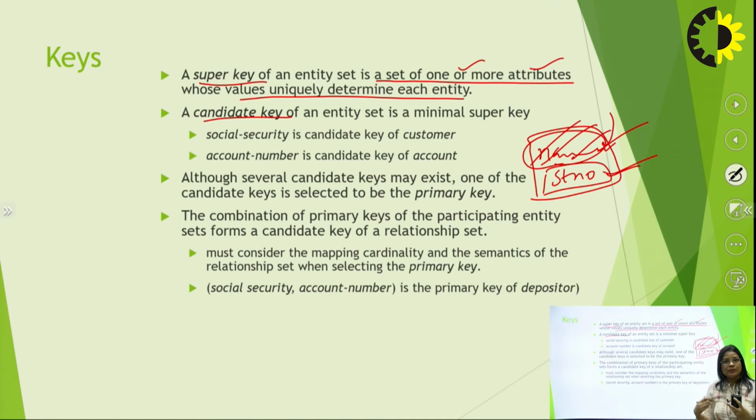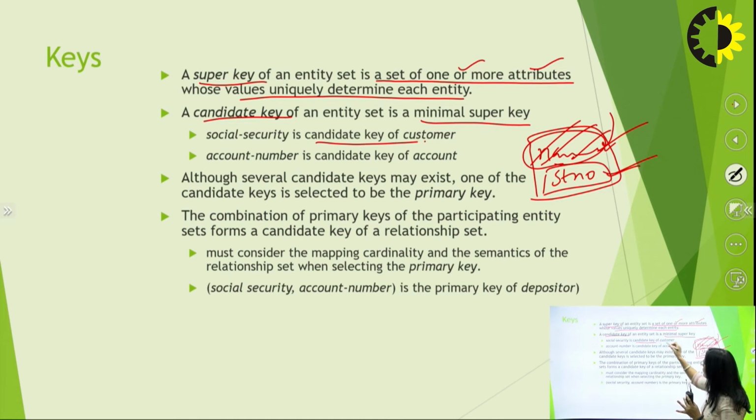So the minimal super keys are candidate keys. There can be many super keys possible for an entity, and there can be many candidate keys possible for an entity. When we have a minimal super key, we cannot remove further elements to get a candidate key, right?